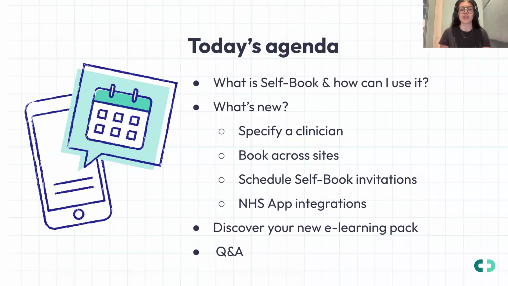So we'll start with specifying a clinician, which is the ability to choose a clinician when composing a Selfbook invitation. We'll then take a look at booking across sites with cross-site booking. So sending individual self-book invitations for a different site within your hub or PCN. We'll then move on to scheduling self-book invitations, so scheduling self-book invitations for further into the future. And then we'll have a look at developments in the NHS app. So this is further integrations that we have coming with both batch messaging and appointment reminders soon to be going via the NHS app. Plus, we'll introduce you to our brand new e-learning pack that will help you continue to get the most out of self-book beyond this webinar. This pack has been built to support your continued self-book discovery and will be shared with you in our follow-up after the session, along with the session's recording.